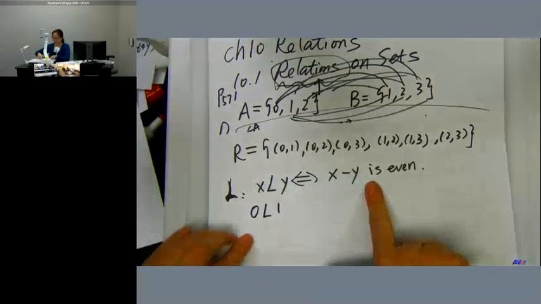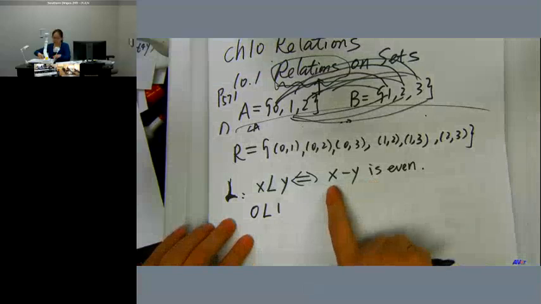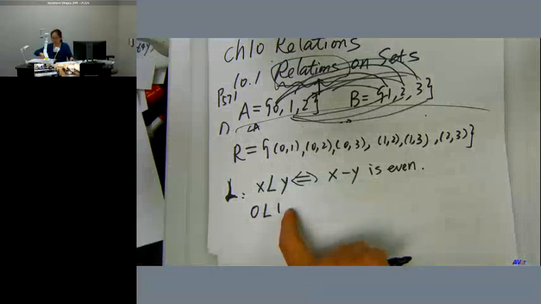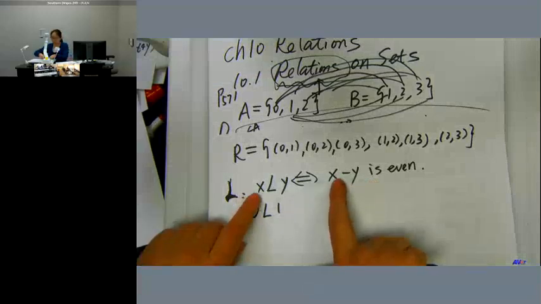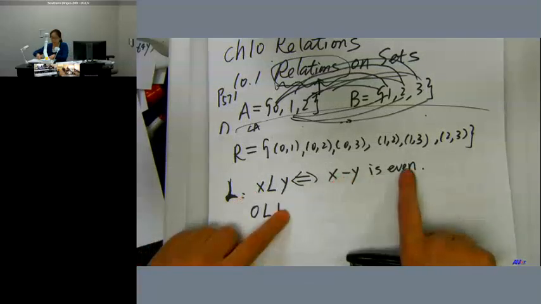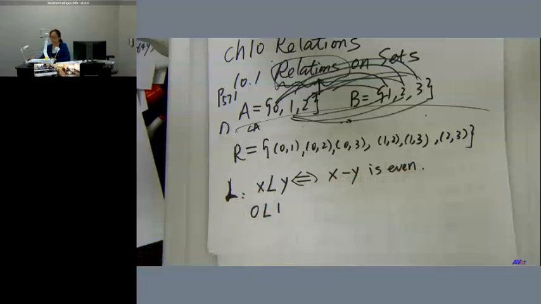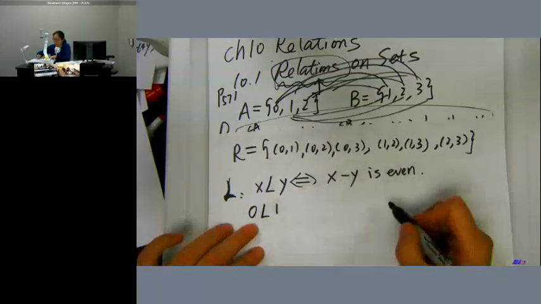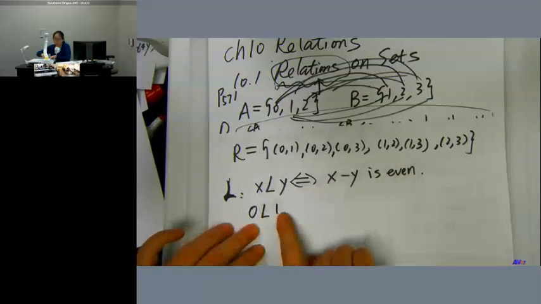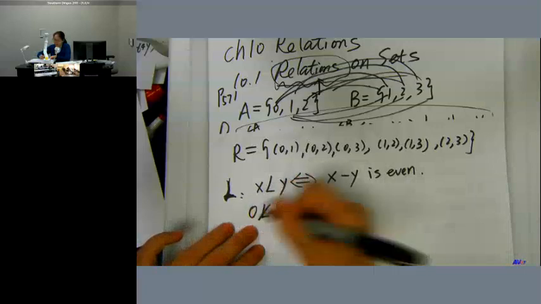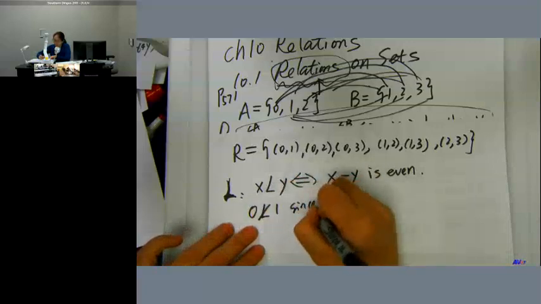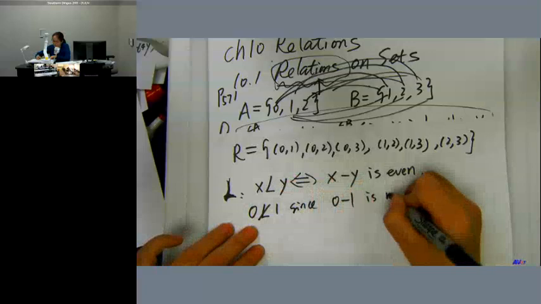What do I check now? We're not comparing if the first is smaller than the second anymore. We're checking, x means the first, the first number minus the second number is even. If it is even, we say they're related. If not, we say they're not related. So in this case, what do we get? 0 minus 1 is negative 1. It's not even, right? So you say 0 is not related to 1 since 0 minus 1 is not even.